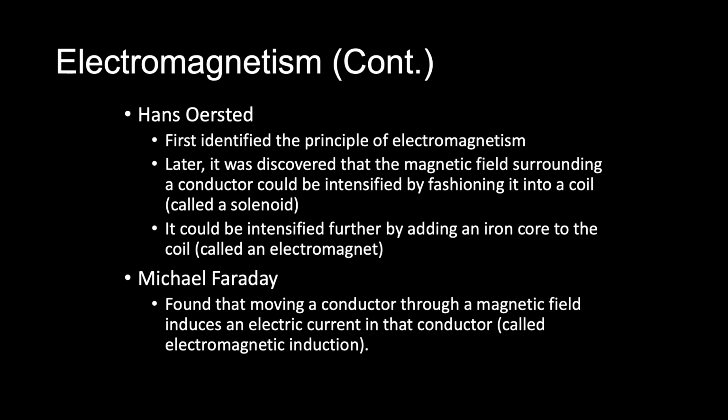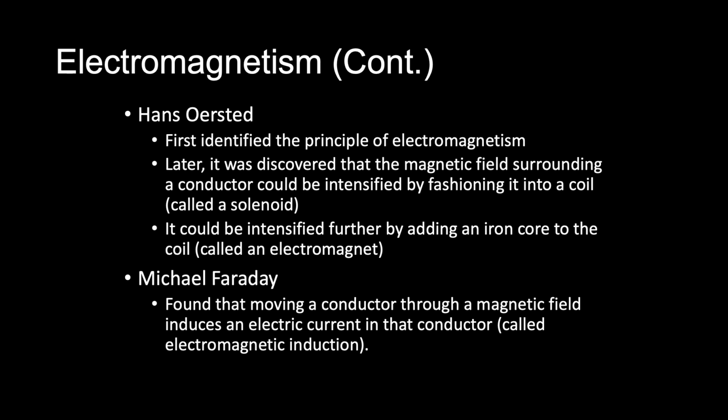The principle of electromagnetism was first identified by the Danish physicist Hans Ørsted when he discovered that the needle of a compass is deflected when placed near a conductor carrying an electric current. It was later discovered that the magnetic field surrounding the conductor could be intensified by fashioning it into a coil called a solenoid, and intensified further by adding an iron core to the coil, called an electromagnet.